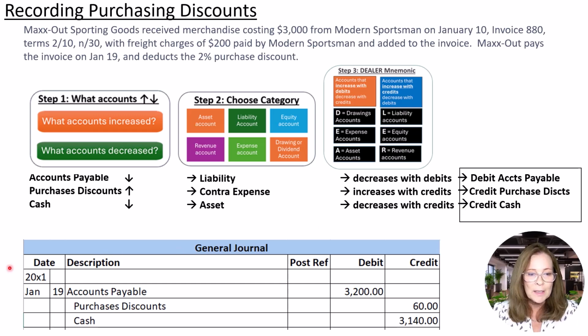To record the transaction in the general journal, we debit accounts payable for the full amount of the original invoice of $3,200. Credit purchase discounts for $60 and credit cash for the payment of $3,140.